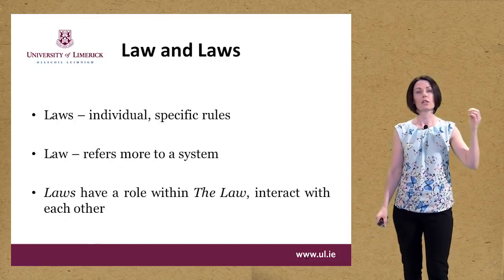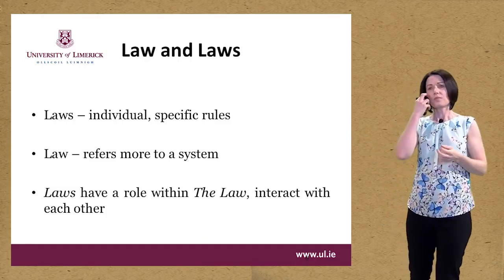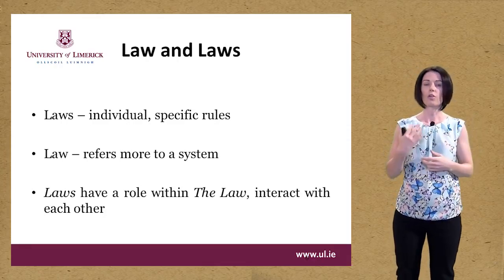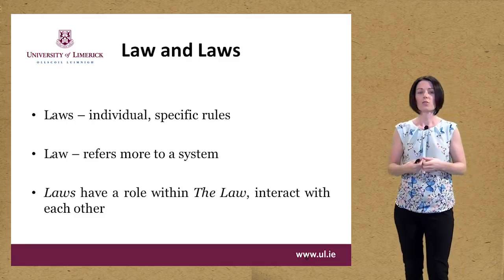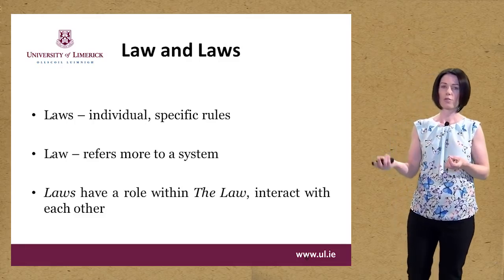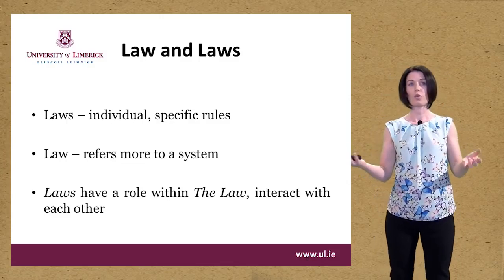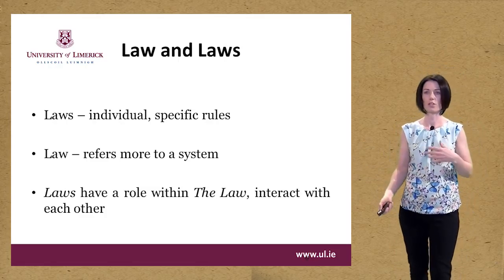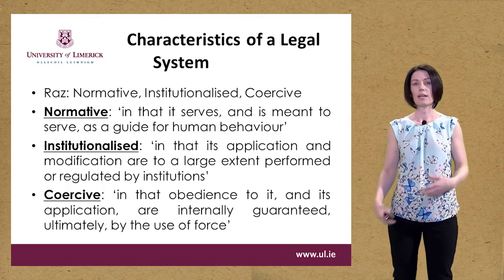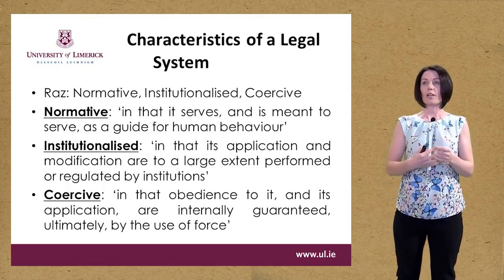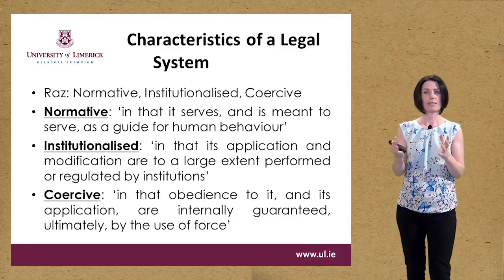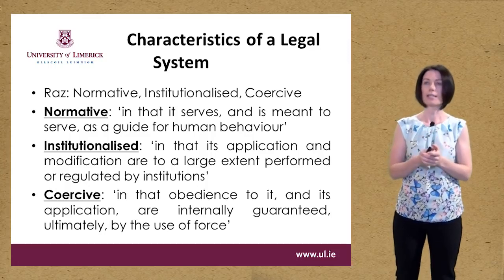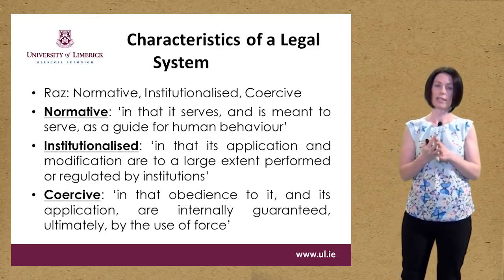So when I referred earlier to what is law and laws, laws are individual specific rules that you might find as a civil law rule or a common law rule or a statutory provision. So we have a number of rules or a number of principles, and they're generally referred to as the laws. And the law then refers to more of a system, such as our Irish legal system, in which the laws operate. Okay, so they interact then with each other within the system of the Irish legal system. So if we look at what is the concept of a legal system, Raz, who is a legal philosopher, has highlighted different characteristics of a legal system.